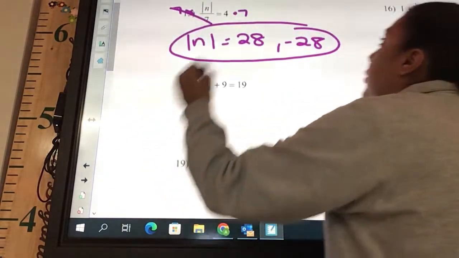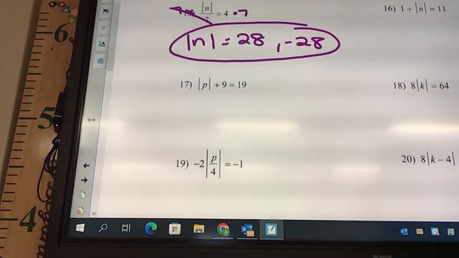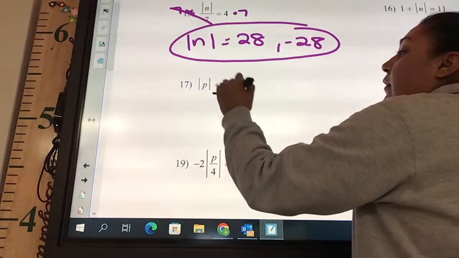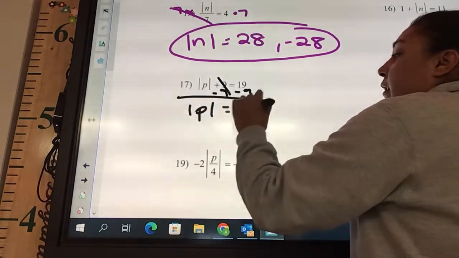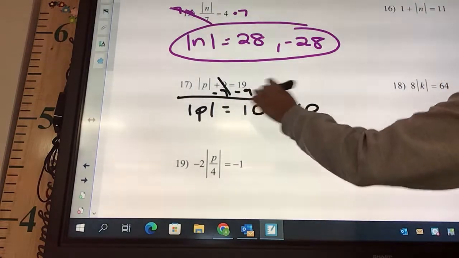Okay, 17, what needs done first? Minus 9. So I got P, and that's going to be 10 and negative 10.